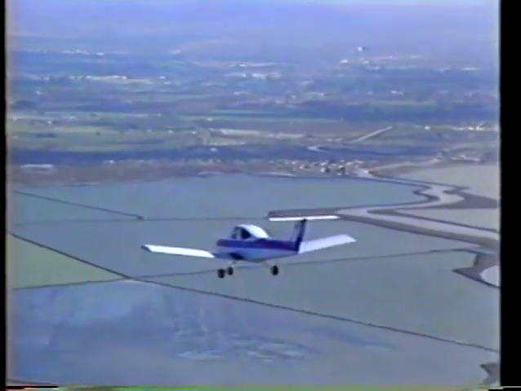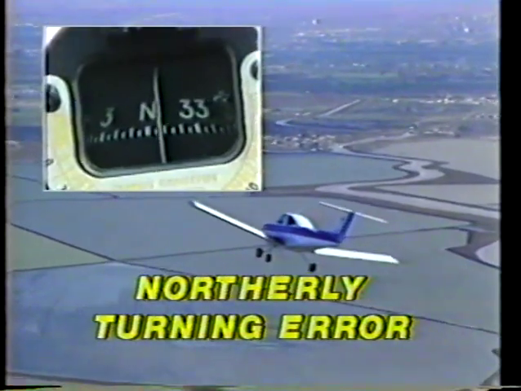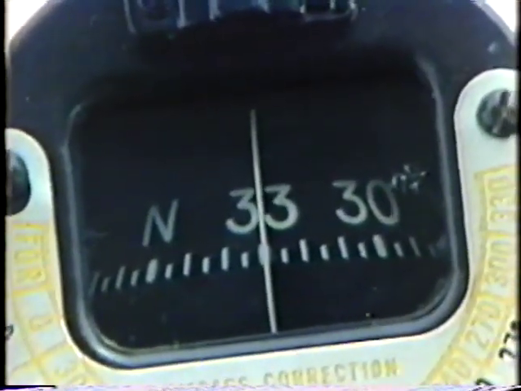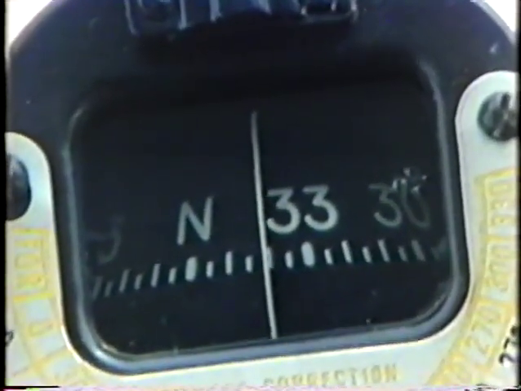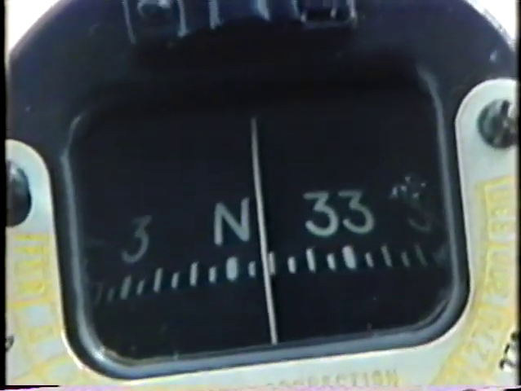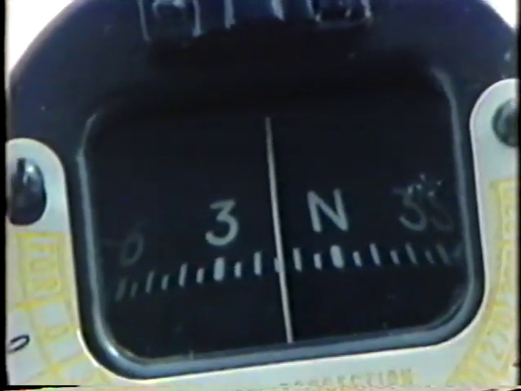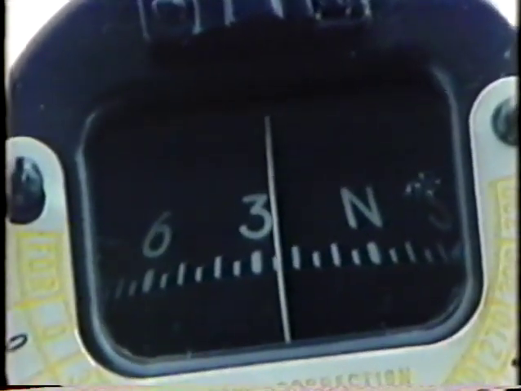Turning error occurs when turning from northerly or southerly headings. When turning from a heading of north, the bank allows the north-seeking end of the magnet to dip, which causes the compass display to show a slight turn in the wrong direction. As the turn continues toward east or west, the effect of this error decreases.